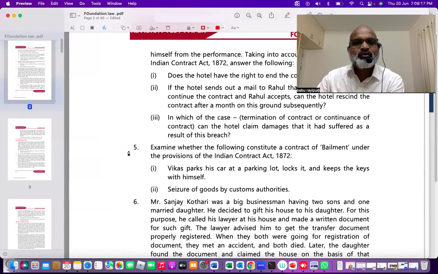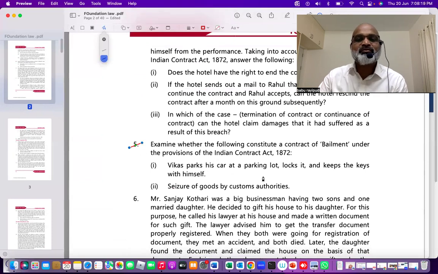Okay. In Contract Act, fifth question: examine whether the following constitute a contract of bailment. In the new syllabus, at the end of Contract Act, you have agency contract, bailment, pledge, and lien. There are some special contracts. Go through them. 101% you will have one question from there, especially agency contract and guarantee contract, which are very, very important. Looking at the volume of the syllabus also, those two concepts are very important.